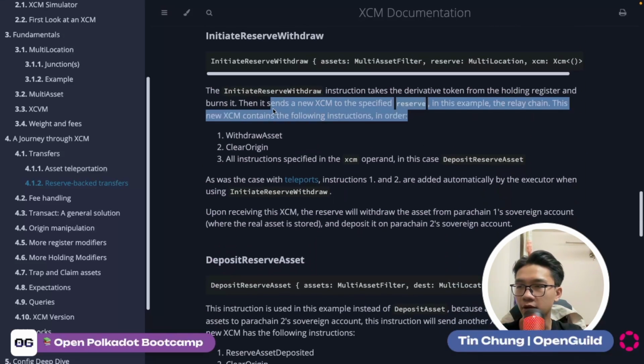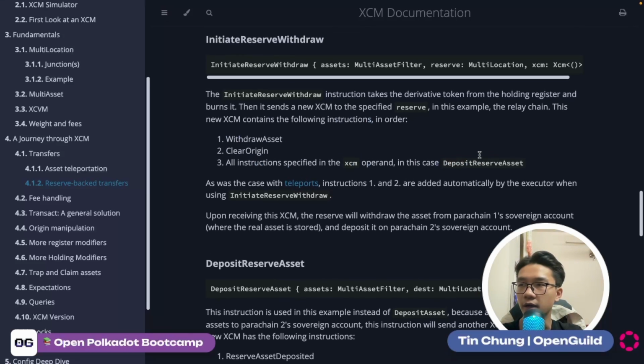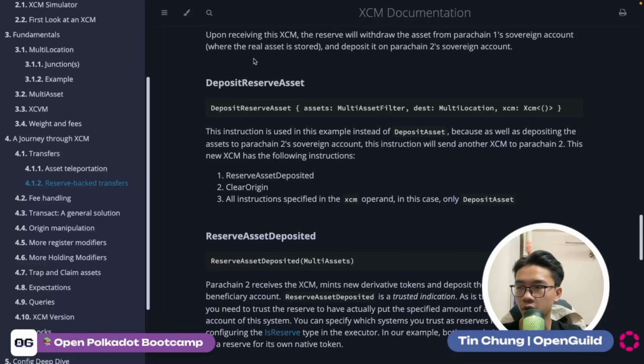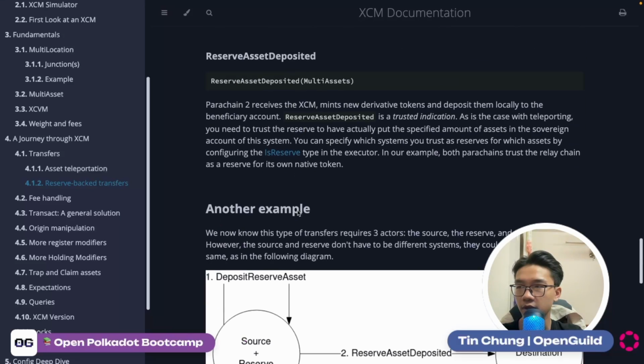And this new XCM contains the following instructions: withdraw asset, clear origin, and all the instructions specified in the XCM for the initiate reserve withdrawal. For the deposit reserve asset, you then have reserve asset deposited, clear origin. Reserve asset deposited is when parachain 2 receives the XCM, mints a new derivative token, and deposits it locally to the beneficiary account.